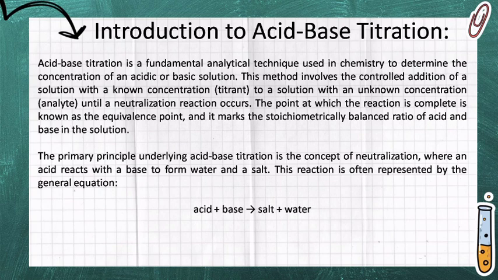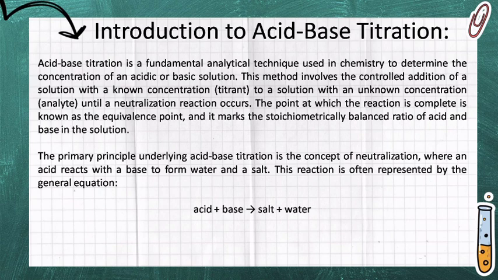Acid-base titration is a fundamental analytical technique used in chemistry to determine the concentration of an acidic or basic solution. This method involves the controlled addition of a solution with a known concentration, titrant, to a solution with an unknown concentration, analyte, until a neutralization reaction occurs. The point at which the reaction is complete is known as the equivalence point, and it marks the stoichiometrically balanced ratio of acid and base in the solution.